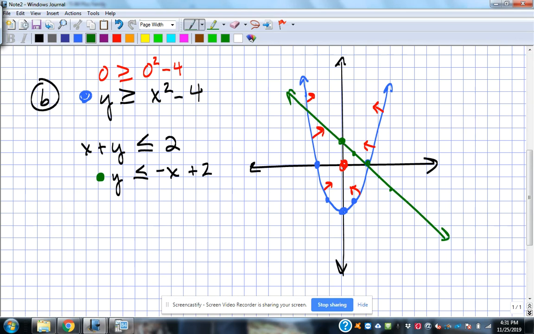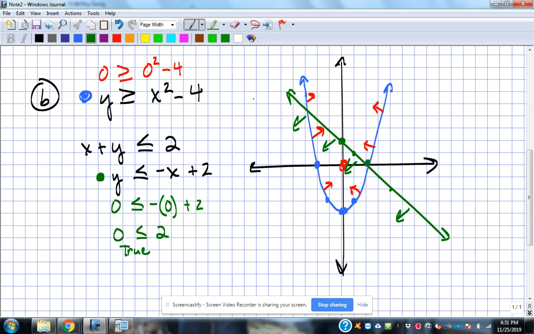And then I'm going to check 0, 0 again because the line doesn't go through it. So 0 less than or equal to negative 1 times 0 plus 2. Is 0 less than 2? Yeah, that's true as well. So I'm going to shade this direction on it. The overlap is this weird looking shape right here, kind of in the middle there.